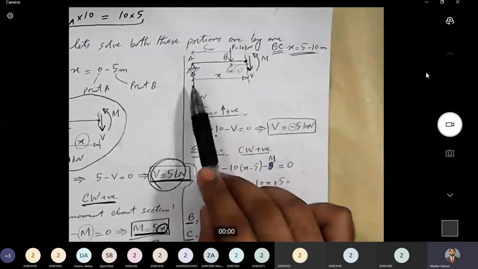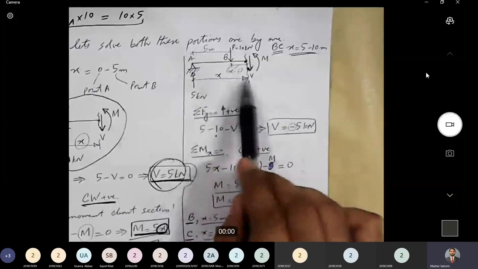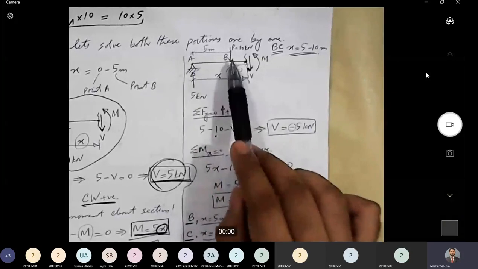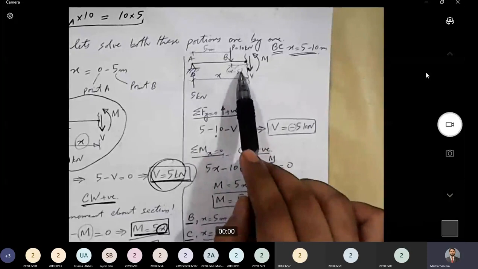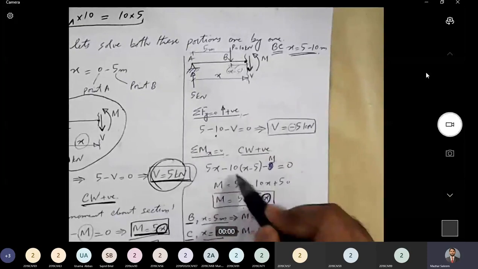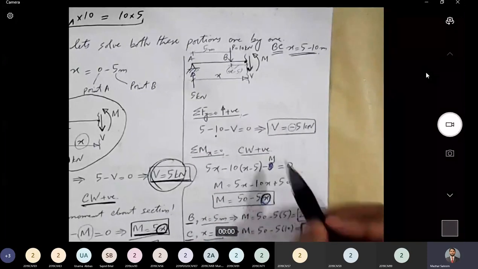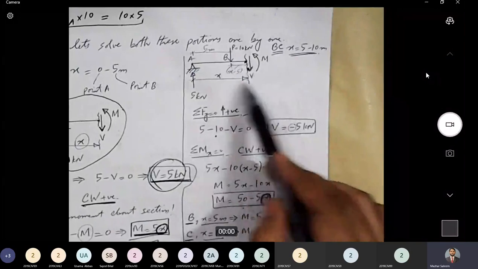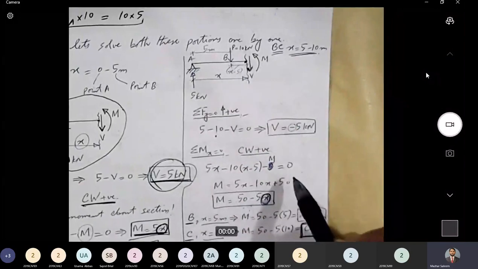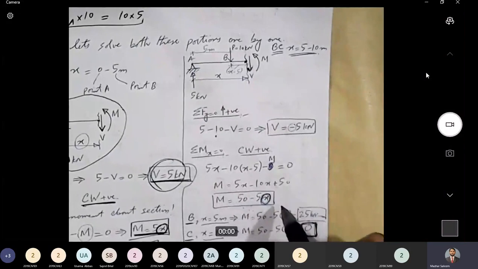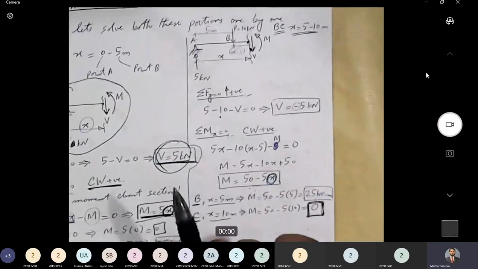And how much is the lever arm? If this much distance is x and this much is 5, then the perpendicular distance between the section and the force is x minus 5. So minus 10 into x minus 5. And M is acting in counterclockwise direction, so minus M equal to 0. If we rearrange this equation, we get M equal to 50 minus 5x.